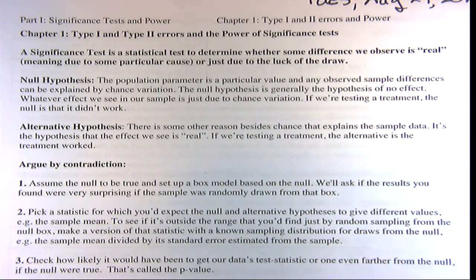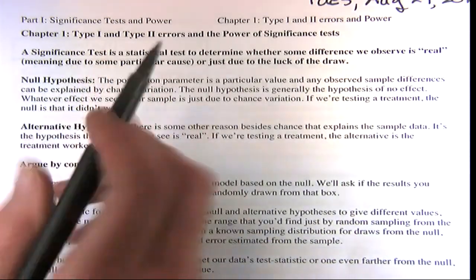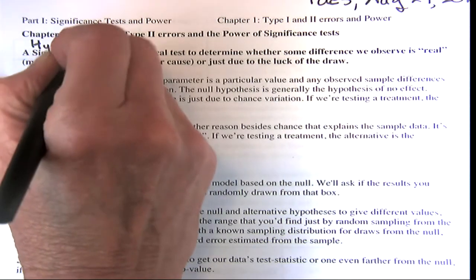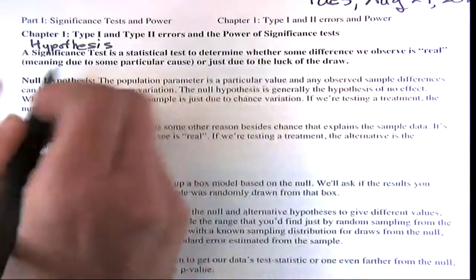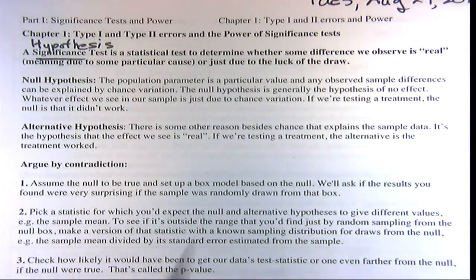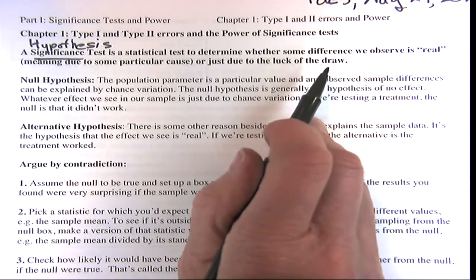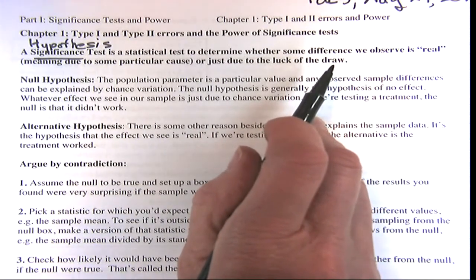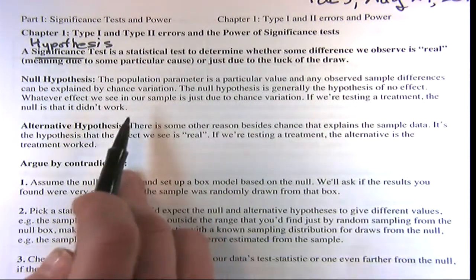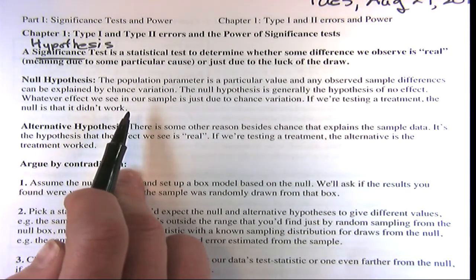All right, so as I say here, a significance test is also known as a hypothesis test. Let's write that in. Those are interchangeable. A hypothesis test, a significance test, is a statistical check to determine whether some difference you observe is real, meaning due to a particular cause, or just due to chance variation. And the null hypothesis is that it's just due to chance variation, that it's not very interesting.